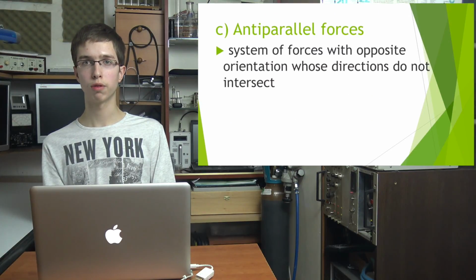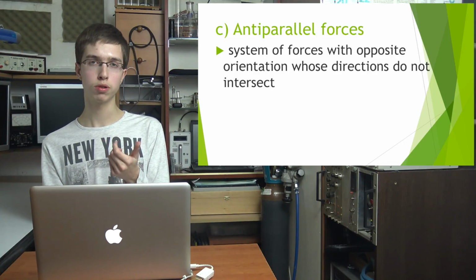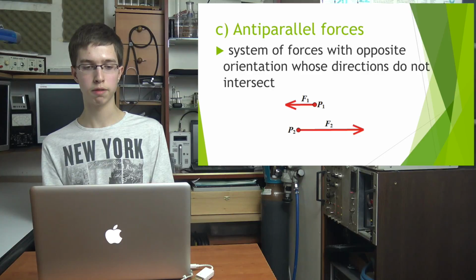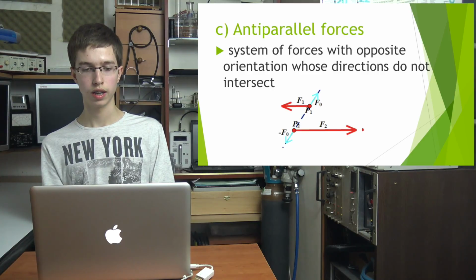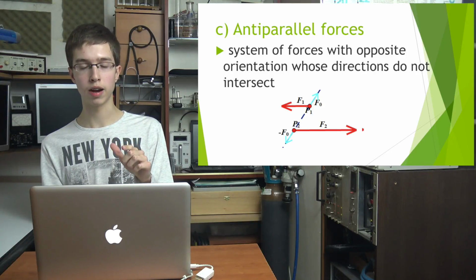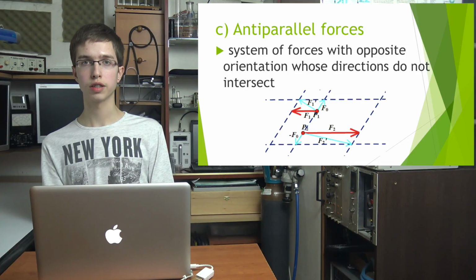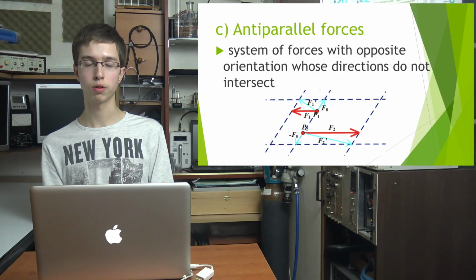Now antiparallel forces are actually parallel forces, so they are collinear, but have the opposite orientation, for example F1 and F2. The first steps are similar to those for parallel forces, so we add F0 and minus F0 to F1 and F2 respectively. Find the resultant vectors F1 apostrophe and F2 apostrophe.